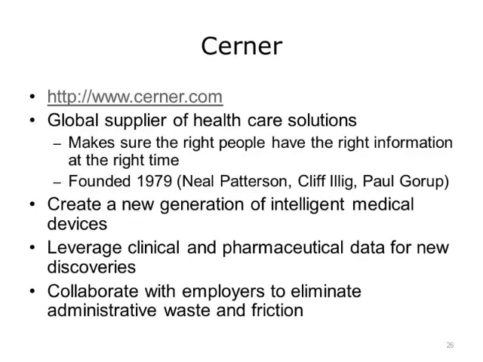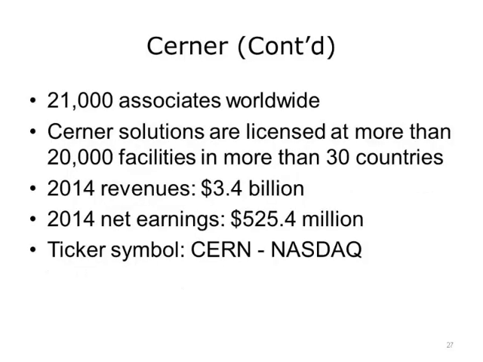Cerner, on the other hand, is a much larger company with 8,000 clients worldwide. Founded in the same year, 1979, the 3 founders, Neil Patterson, Cliff Illig, and Paul Gorup, continue to lead the company. In 2000, Cerner bet the company's future on a person-centric architecture called Cerner Millennium. Cerner has 21,000 associates worldwide, 4,800 of which are staffed in Kansas City, with 8,000 clients, hospital physician, practice ambulatory facilities, home health facilities, and retail pharmacies.